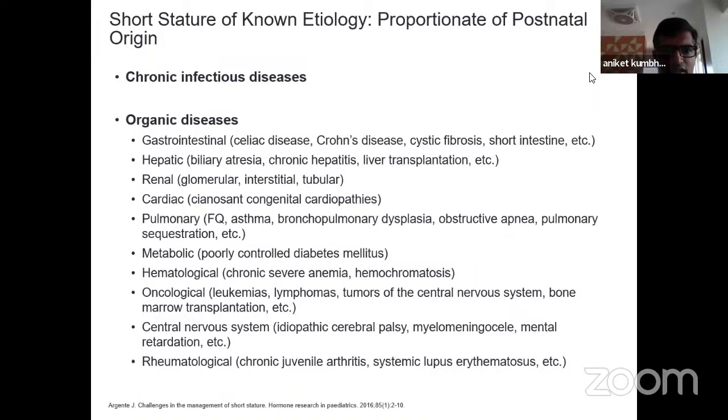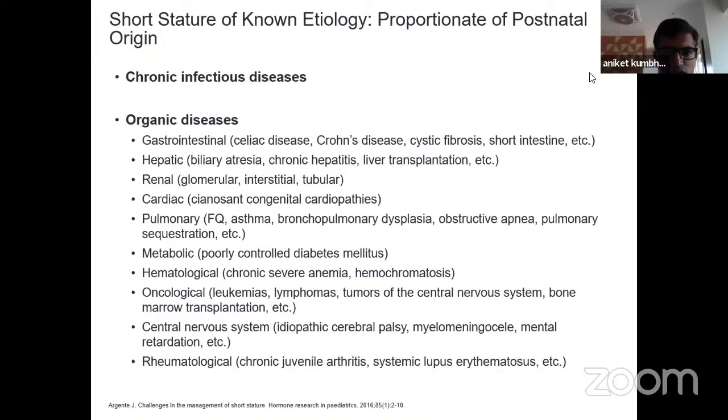Then cardiac causes are generally obvious. They will present with cardiac symptoms and they will have recurrent respiratory tract infections. And we know that it is obviously these cardiac lesions which are causing failure to thrive and short stature. Pulmonary disorders like chronic asthma, BPD in preterm babies who are subjected to ventilation, obstructive apnea, pulmonary sequestrations, and other pulmonary disorders can also present because of chronic hypoxia.